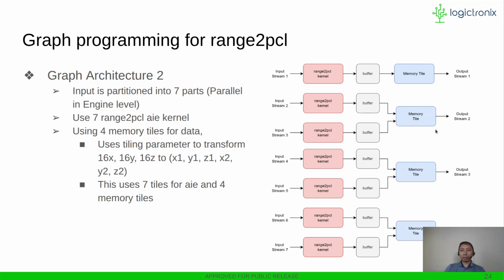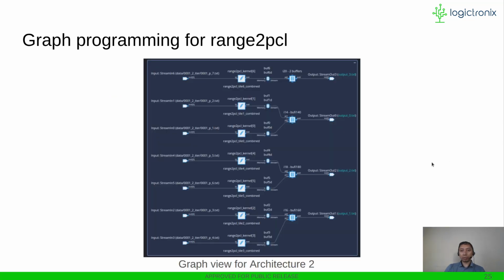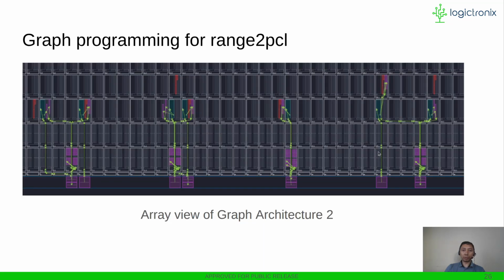So here this is the second graph architecture, and after building this graph you will get a similar graph view here. Here you can see 7 range to PCL kernels. Then after that we have 7 double buffers, and these are connected to the memory tiles, right? And from the memory tiles the stream output is coming out. And this is the array view.